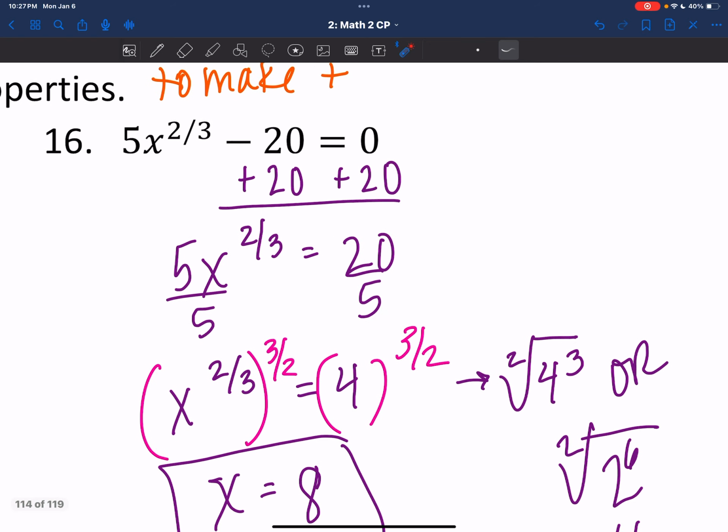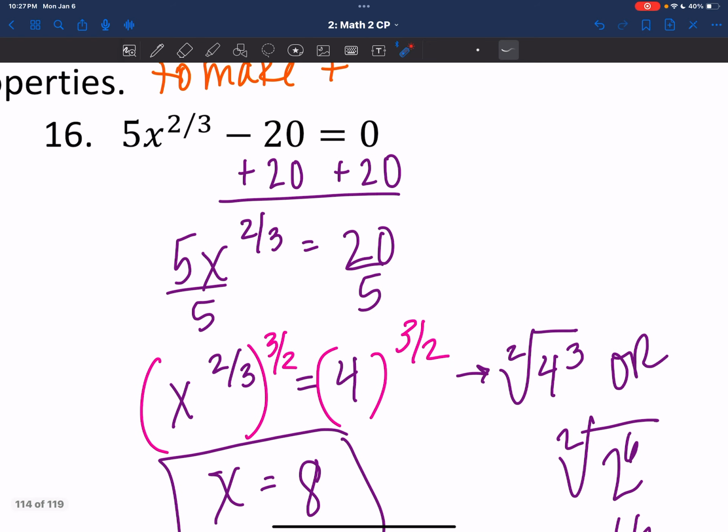So same thing here, but first what you need to do is move the 20, and you want to get this part by itself. Don't forget to divide both sides by 5 after. A lot of people during the test wanted to divide by 5 first. You can't do that. You want to get this by itself first.